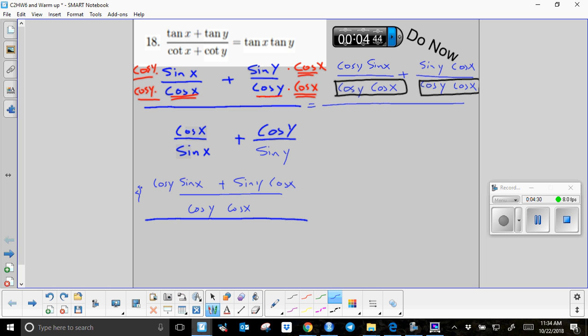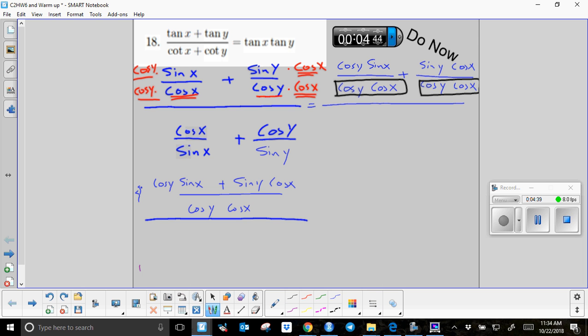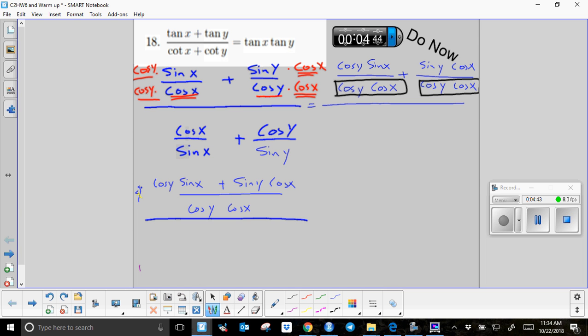So let's do the same thing for the bottom. How can I make these two the same? Which two? The bottom. Are these two the same? This one and this one, are they the same? Oh no, we have to multiply sine x over here and sine y over here. Then do it at the top. Yeah. Correct.